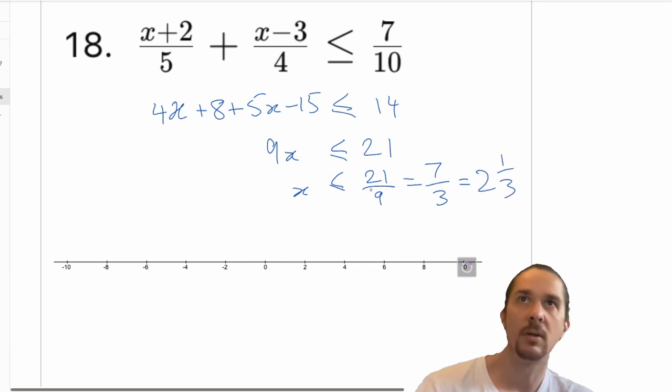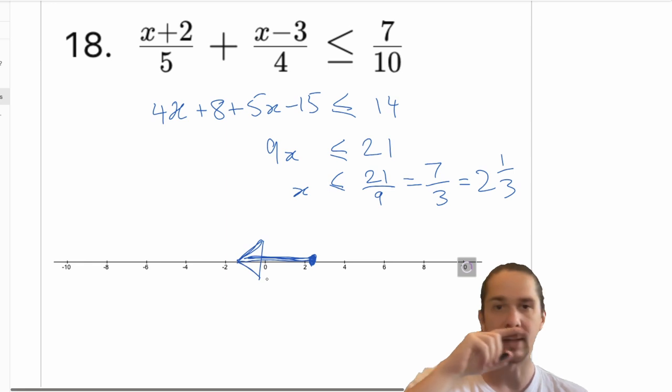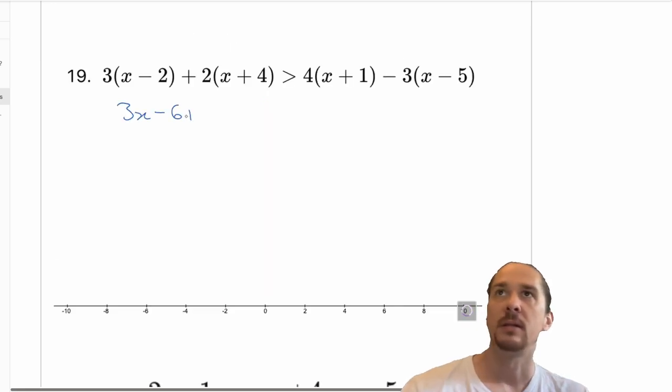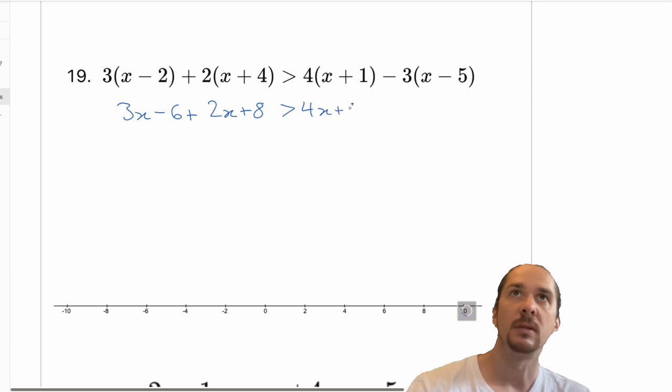x is less than or equal to 2 1/3, which means if 2 1/3 is there, we need to put a filled in circle, and we need to put an arrow showing that any solution less than that is also acceptable. 3x minus 6 plus 2x plus 8 is greater than 4x plus 4 minus 3x plus 15.